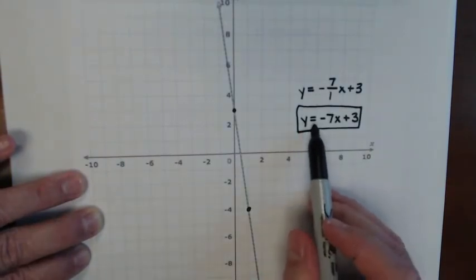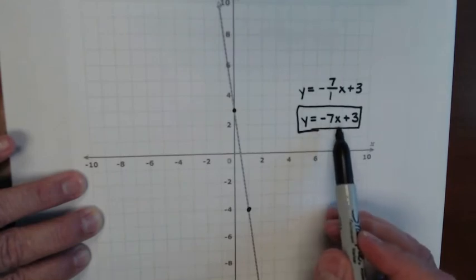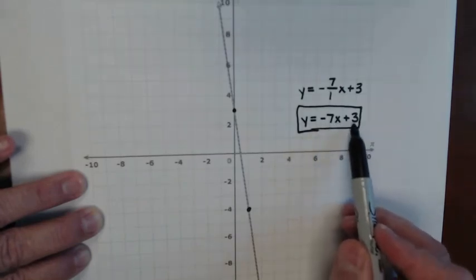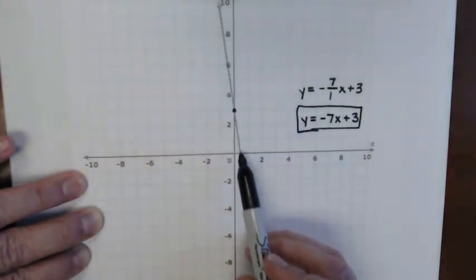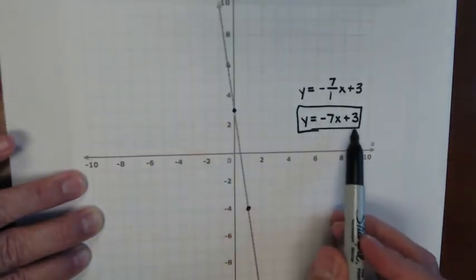Start off with y is equal to, counted the blocks to figure out what the slope is, put it right there, put an X beside it, and then I figured out what the y-intercept is, where this line crosses the y-axis, which is right there at +3.